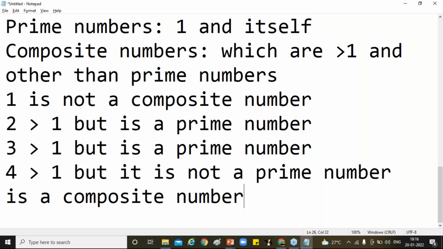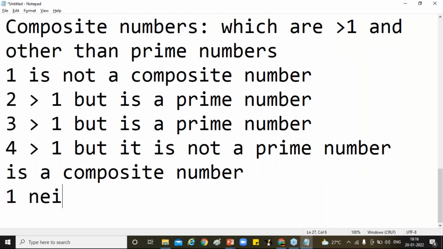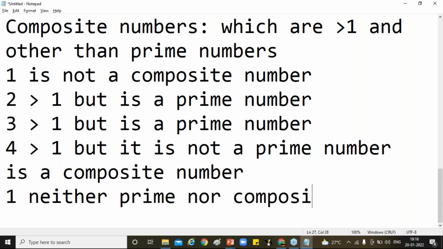So what you understood? The numbers should be greater than 1 and not prime numbers. Those numbers are called composite numbers. That is the reason one is neither prime nor composite. Clear all of you? Okay. Please note down all of you.